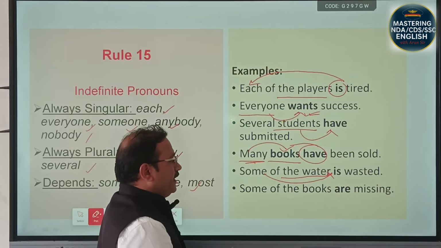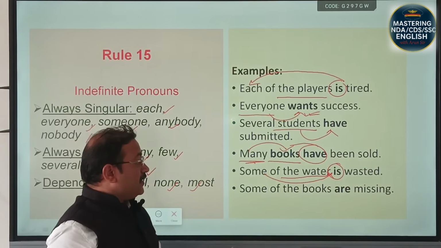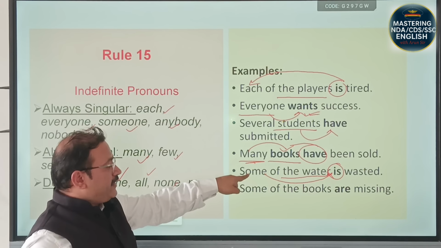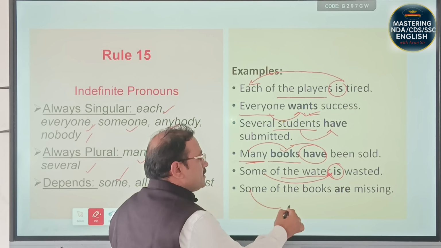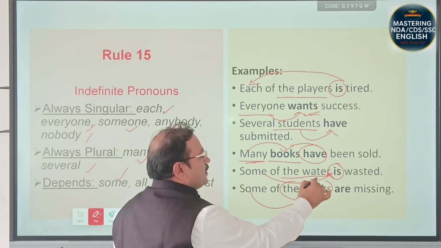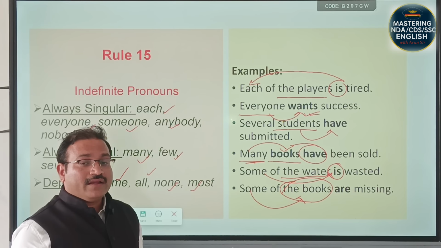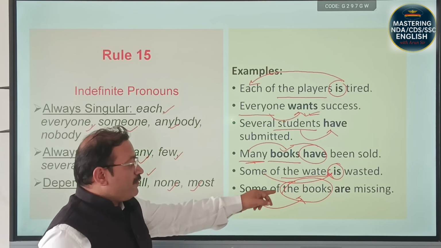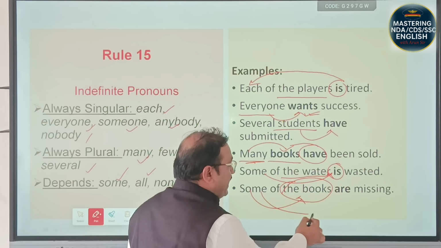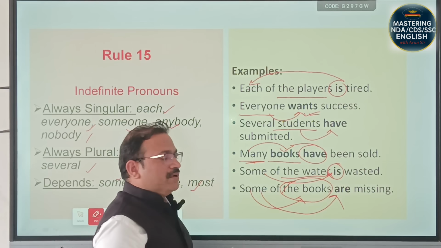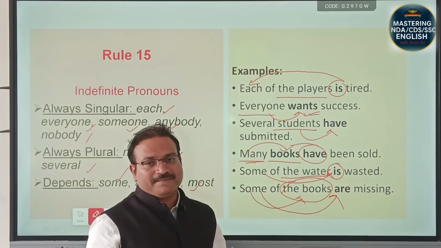Some of water is vested. Is is singular here. Now some here is singular, but some here becomes plural. Why? Because the books are countable nouns. They are plural. So some of the books will be countable and plural. So some here is plural and will take a plural verb. Some of the books are missing.